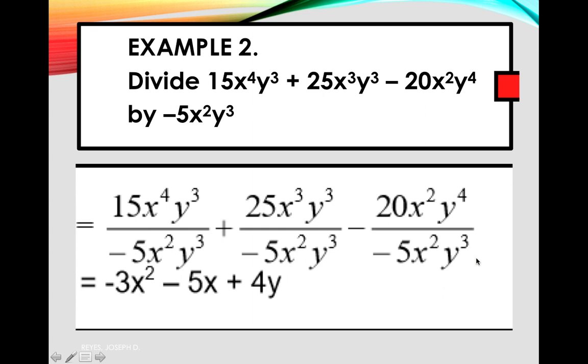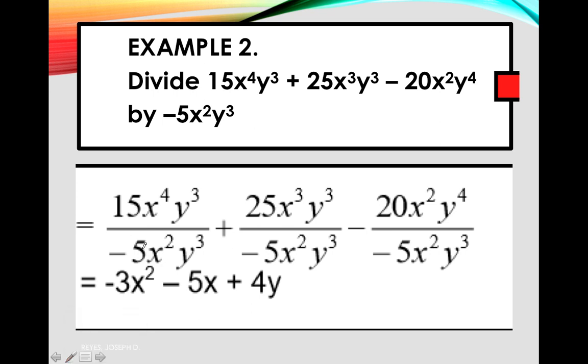Okay, another example. Divide the following. So, divide 15x raised to 4 y cubed plus 25x cubed y cubed minus 20x squared y raised to 4 by negative 5x squared y cubed. So, first, distribute mo itong negative 5x squared y cubed sa lahat ng mga terms ng ating dividend. Okay, so we have 15x to the 4 y cubed. Ayan, so yun yun.